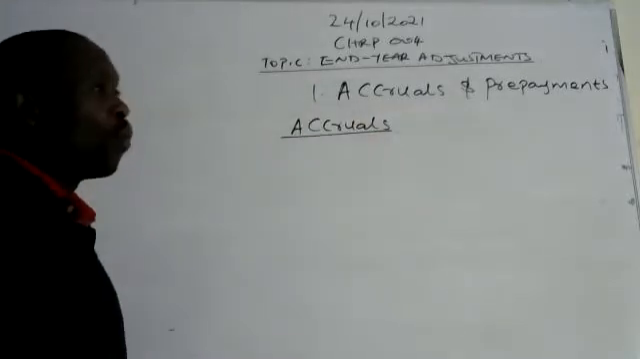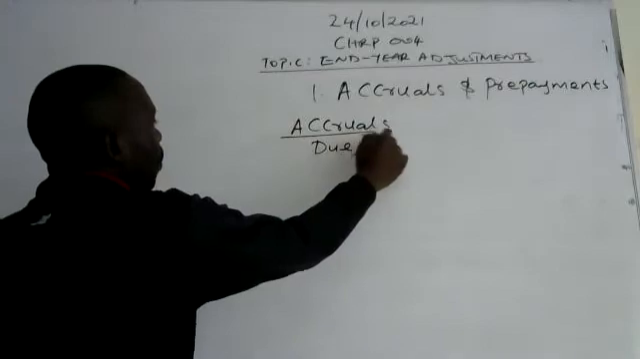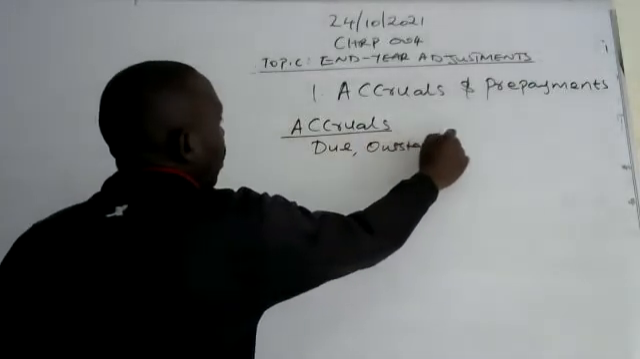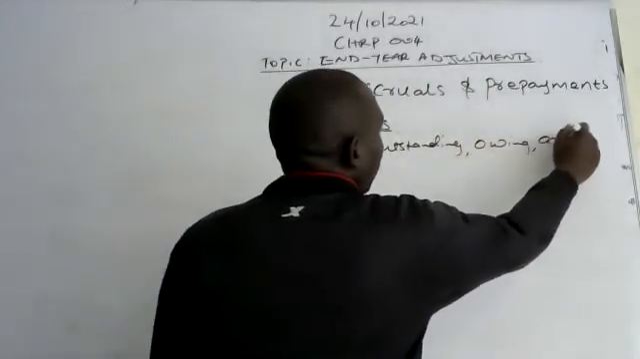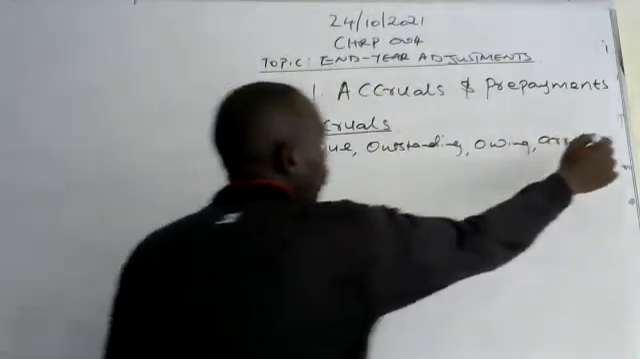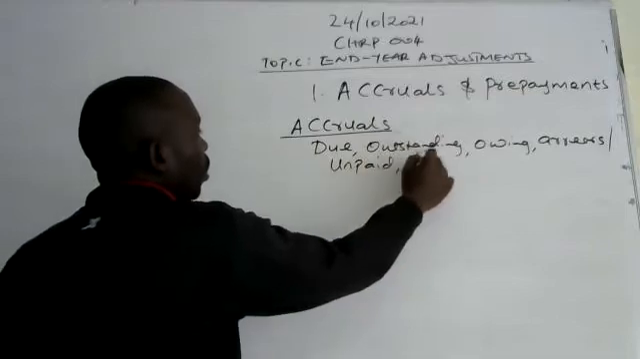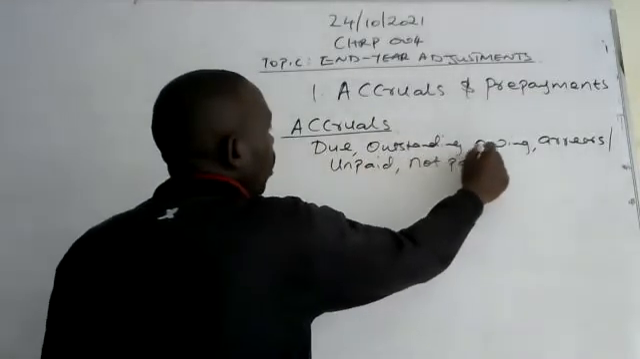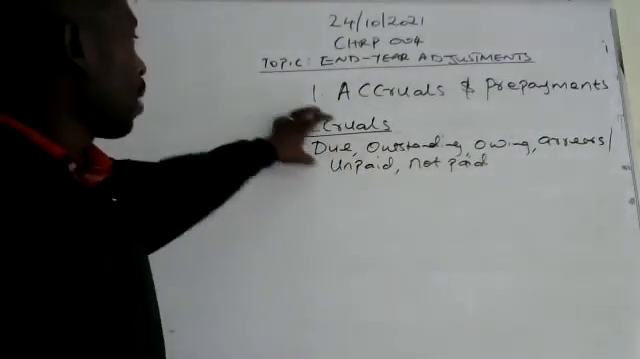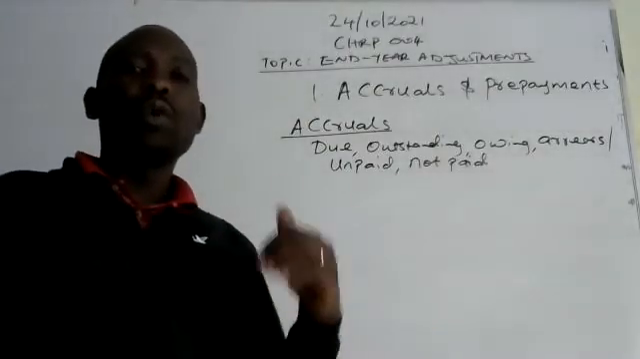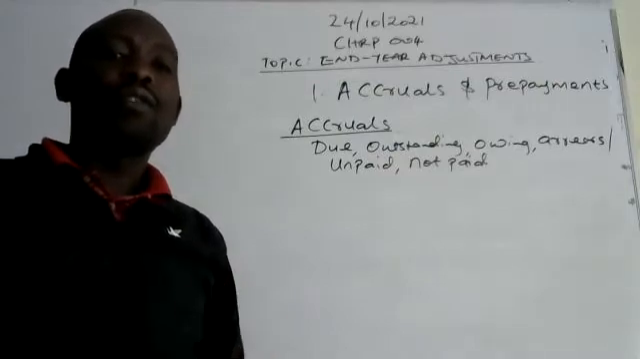So in this case, we'll find also the terms like due being used, outstanding, owing, arrears, unpaid, or not paid. When all these terms are used, or anyone is used, we are simply talking about an accrual. An accrual is an amount which is supposed to have been paid, but by the end of the financial year, that amount has not yet been paid.